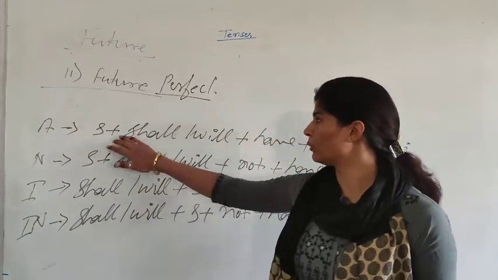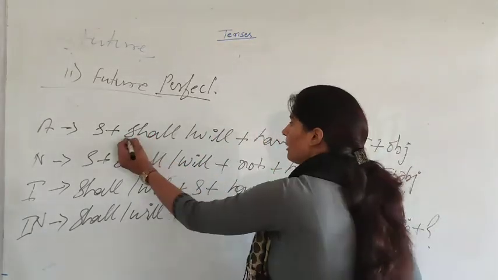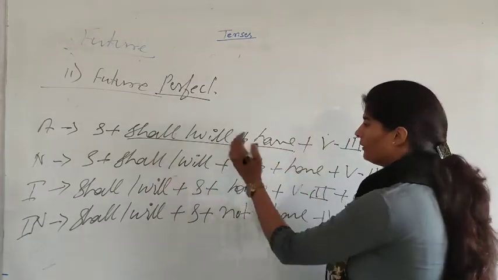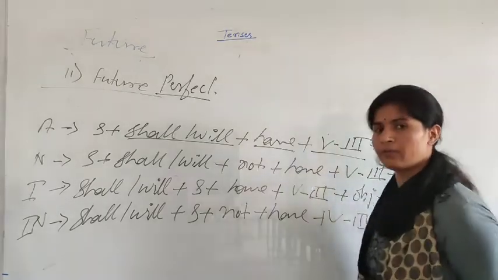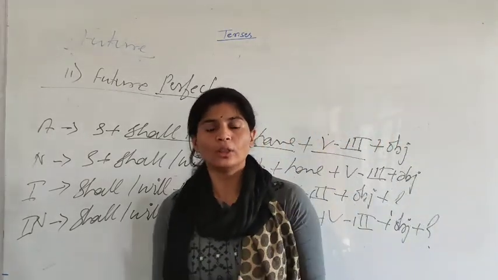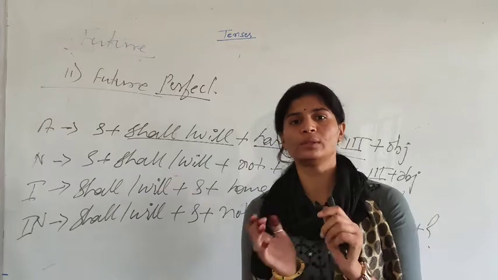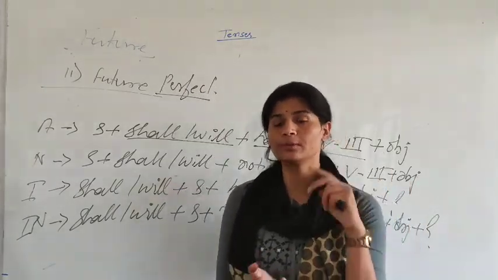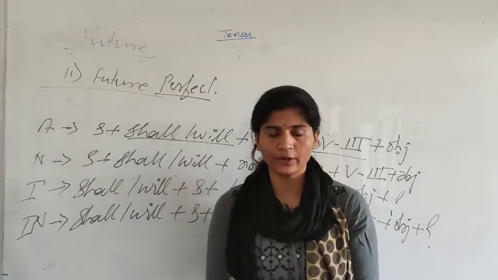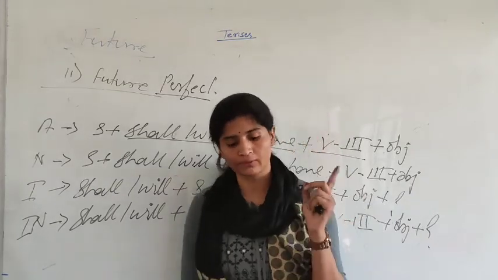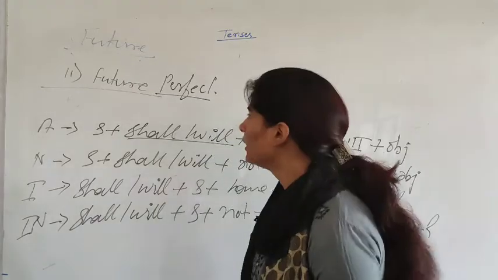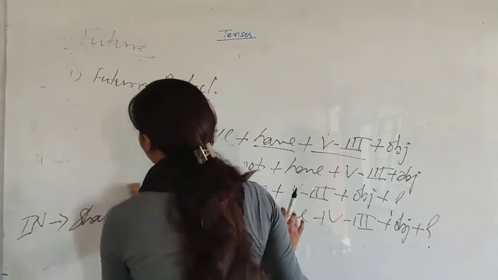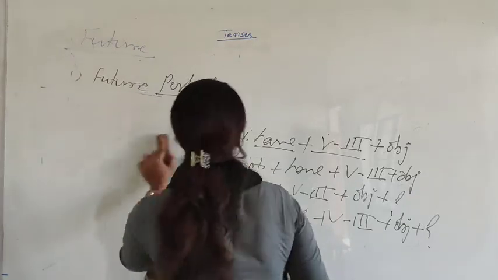Okay, future perfect, all you have to do is use the helping verb shall/will and have, plus main verb third form. Remember, in all the continuous tenses you have to use verb fourth form. In all the perfect tenses you have to use the verb's third form, and in all the perfect continuous you have to use only verb's fourth form. Okay, so our last type, that is the fourth one, is future perfect continuous.